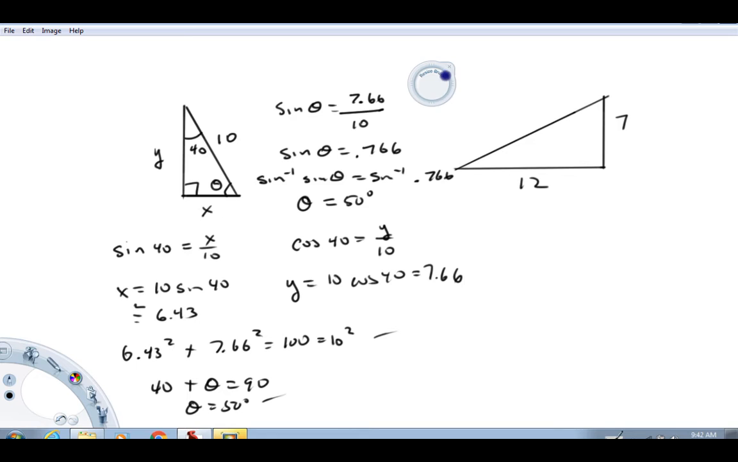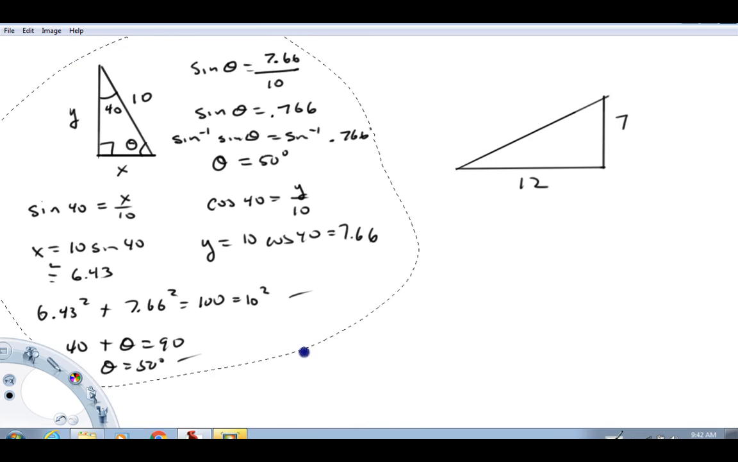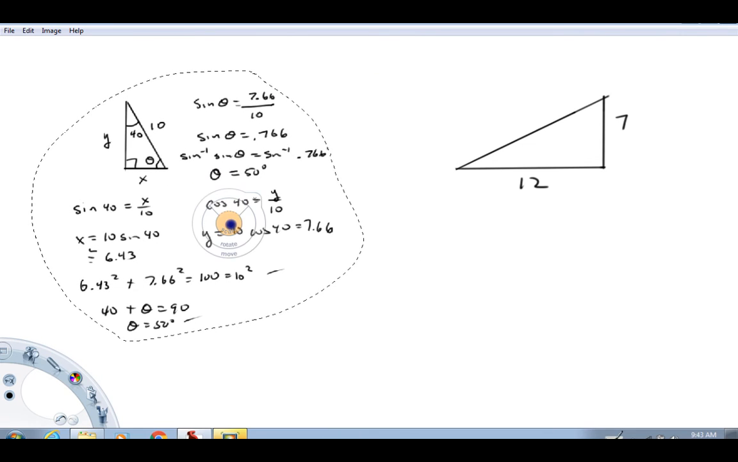Okay, so I'm going to take all of this work and move it over because I need a little room. And now we're going to deal with this guy. I think I'll shrink that down just a little too. Okay, now we're going to deal with this animal.